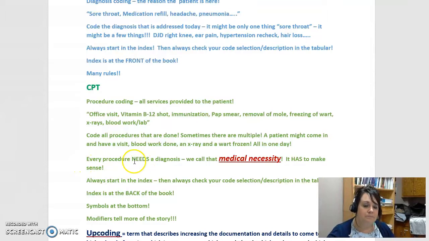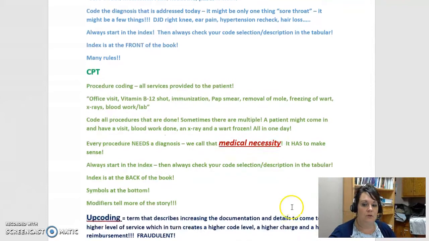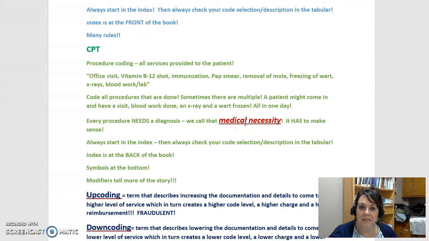Every procedure, every code from the CPT book needs to have a diagnosis connected with it. We call this, and you'll have to know this term, I think, for your exam, medical necessity. It has to make sense. Medical necessity is, we didn't take the appendix out, we didn't have an appendectomy because of a fever. It doesn't make sense. We had an appendectomy because the patient had appendicitis or inflammation of that appendix.